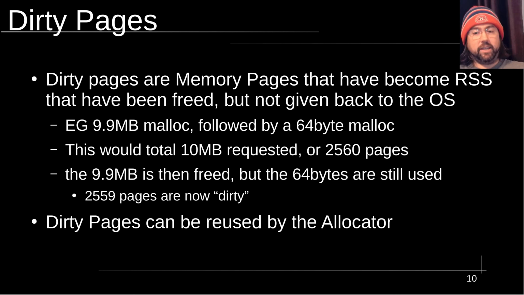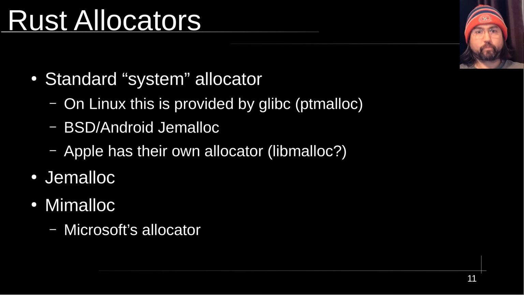The good news is that the allocator can reuse dirty pages. So if you came along later and said, I would like 5 megabytes, the allocator would not have to ask the operating system for that memory. It would just have it to use, and then you can go about using it. But of course, the problem is that, let's say you have constraints where you want to be as small a memory footprint as possible at any one point in time. You've got dirty pages and you can't get rid of them.